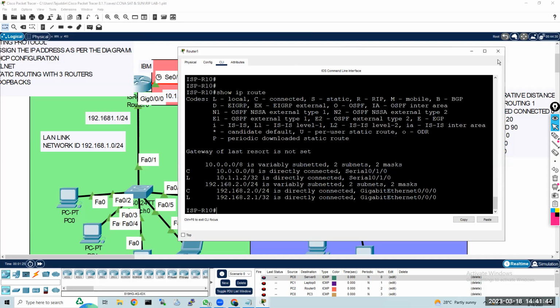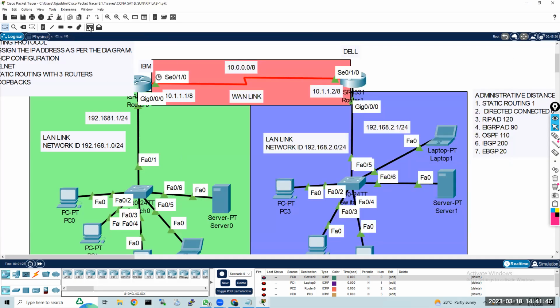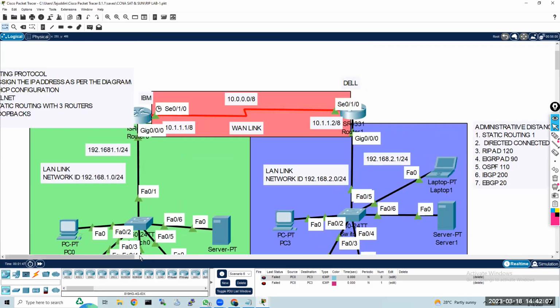Now there is no communication between these two. If you take this PDU and put it here, no communication. We cannot communicate with each other. So now what am I going to configure? RIP.